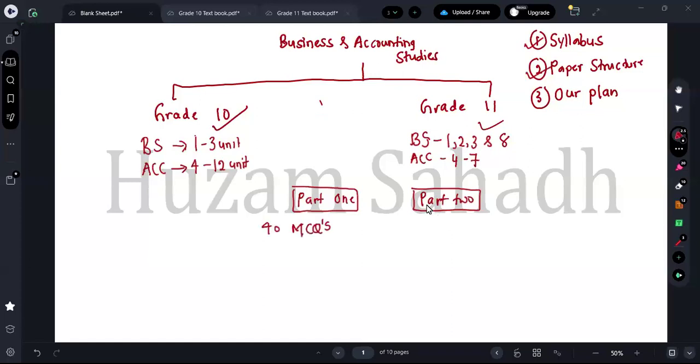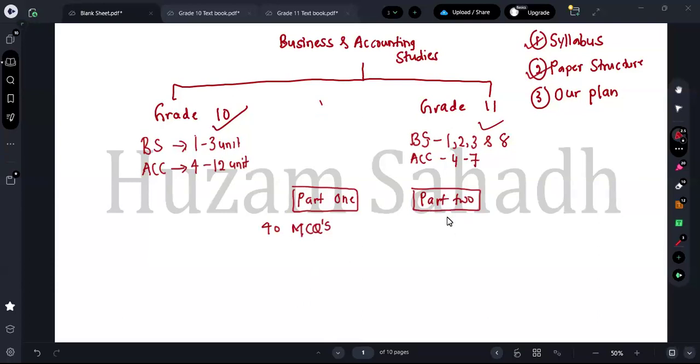I'm talking about the final paper. If it is for the grade 10 exam, only grade 10. If it is for grade 11, a combination of grade 10 and 11. And the same for the O level, a combination of grade 10 and 11. So for part 1, you will be having 40 MCQs.